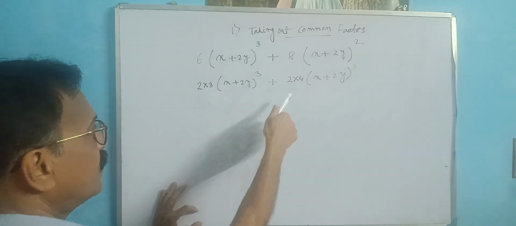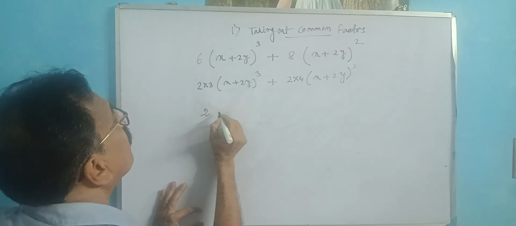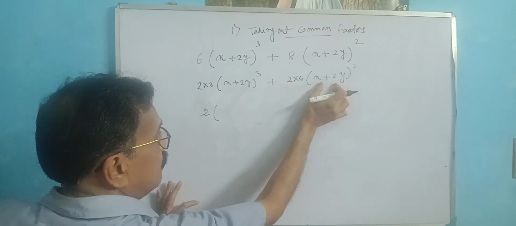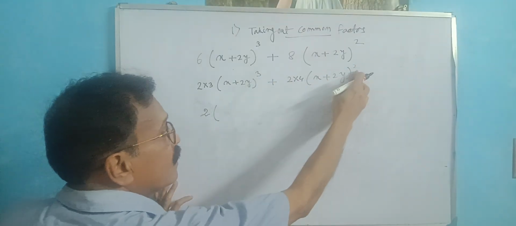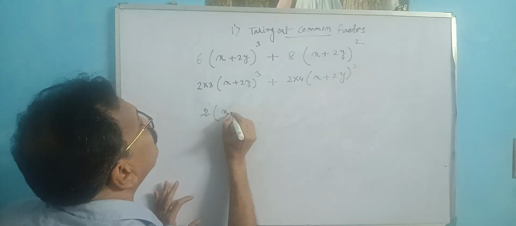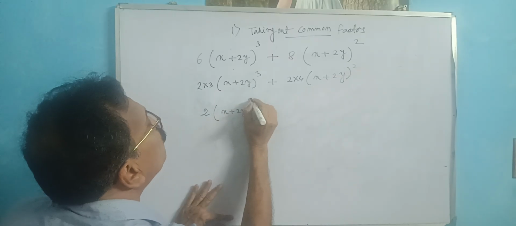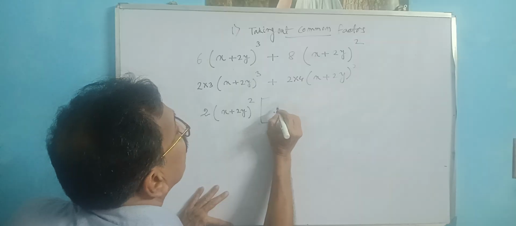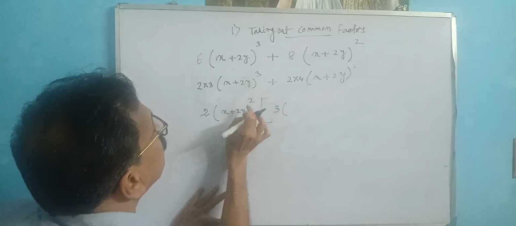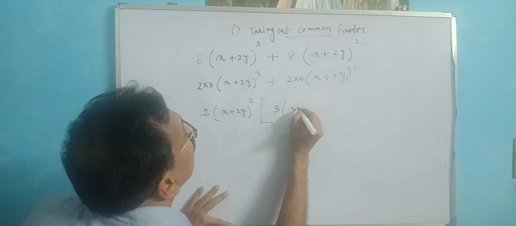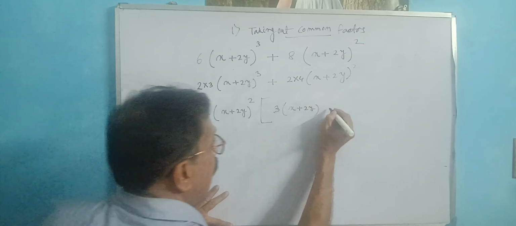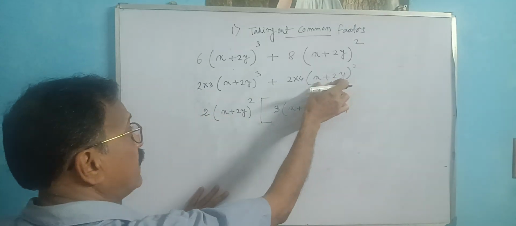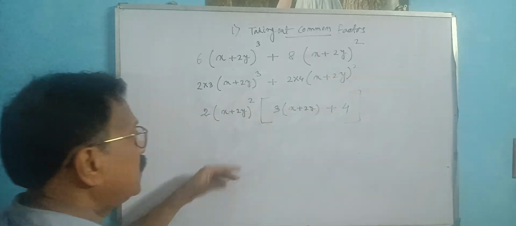Now what is the common? Actually 2 is common, you write 2. Here is 3, here is 4, not common. Now this x plus 2y is the same, here the power is 3, here it is 2. Which one is the lower power? This. So you take x plus 2y whole square. Now what is the left part? 3. You write 3. And for this, with power 3, you take only one x plus 2y here. Okay, plus. Now 2 is already taken, 4 is not. So 4. And this part x plus 2y whole square you already took. Okay, so this is actually the factor.